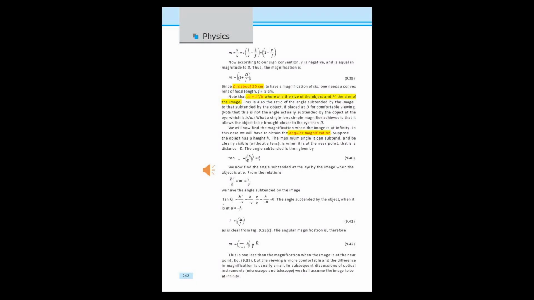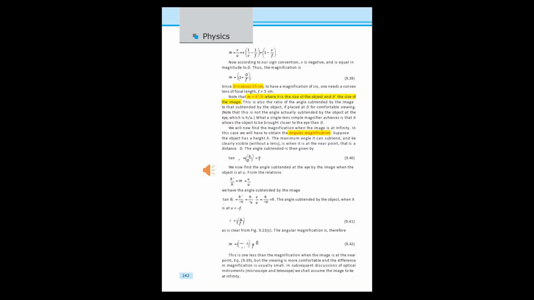The linear magnification m for the image formed at the near point D by a simple microscope can be obtained by using the relation given below. Now, according to our sign convention, v is negative and is equal in magnitude to D. Thus, the magnification is given by equation 9.39. Since D is about 25 centimeters, to have a magnification of 6, one needs a convex lens of focal length f equals 5 centimeters. Note that m equals h' by h, where h is the size of the object and h' the size of the image.